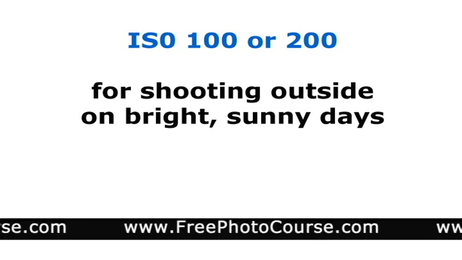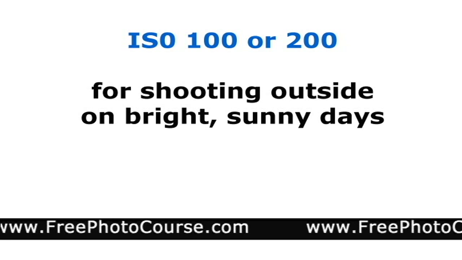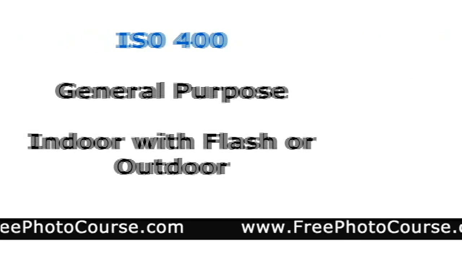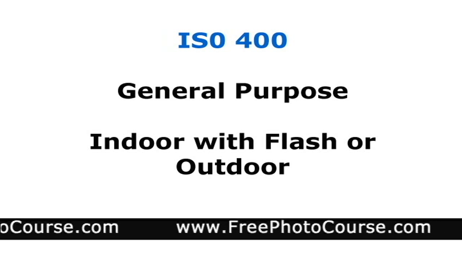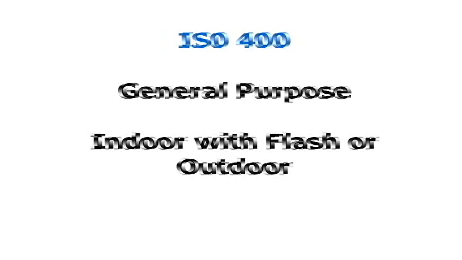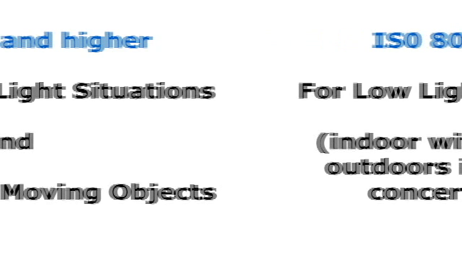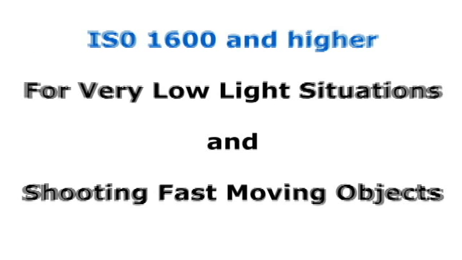An ISO rating of 100-200 is ideal for shooting outside on bright, sunny days, while an ISO of 400 is called a general purpose ISO, and it's great for indoor with a flash or outdoor shooting. Gives the photographer a great deal of flexibility. ISOs of 800 or 1000 are good for low light situations such as indoor without a flash, outdoors in the evening, or concerts. Now, if you're planning to shoot in a very low light situation without a flash, you'll need a very high ISO number, such as 1600, or if your camera supports it, even higher than that.